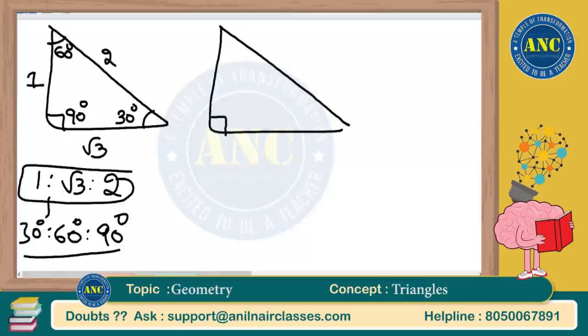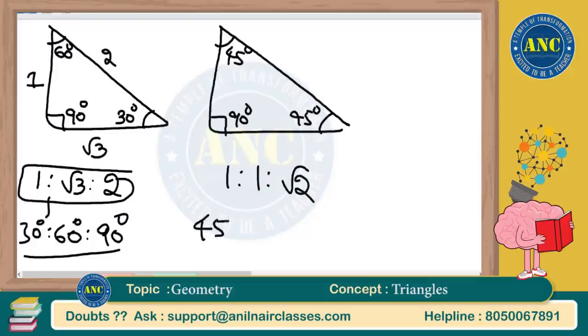We will solve a few questions based upon this. B is 90, and the other angle is 45, which gives the ratio 1:1:√2 for 45:45:90. I hope it is clear. Now we will solve a few problems based upon this.